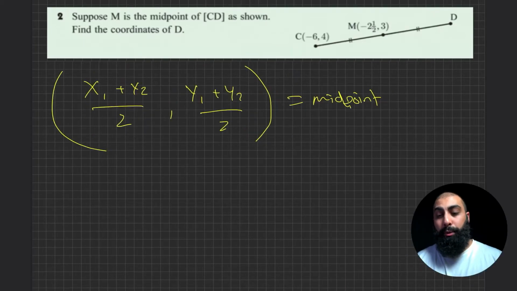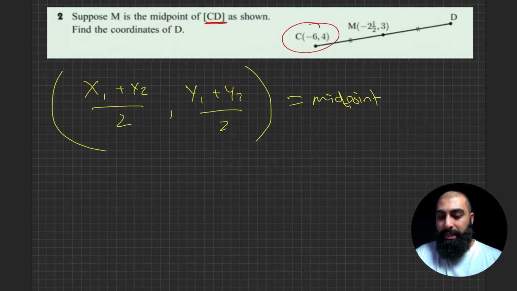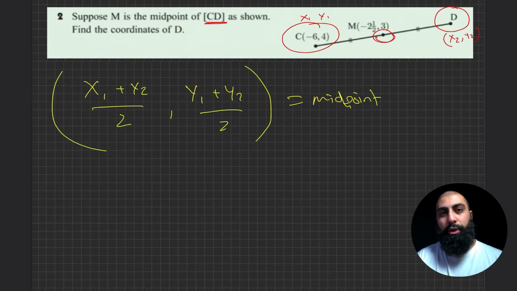Okay, so the first step that I'm going to do is label the points. It said CD, so my C is here and my D is here. I know that this is my midpoint, so I can use these points of information. Remember, this is my x1, my y1. The coordinate for D would be my x2 and my y2. I don't have those, but I do have the midpoint coordinates. So let's substitute all of that information into the formula and see what we end up getting.